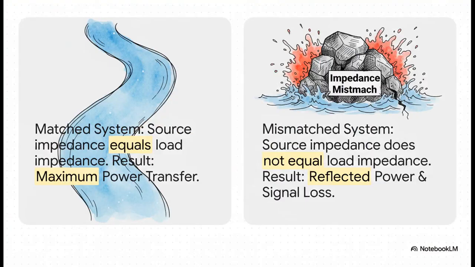And you can really see the difference here. Look at the left, a perfectly matched system. Think of it like a perfectly smooth highway. All the power, all the energy just flows right from the source to the load, no problem. But on the right, that mismatch, it's like a traffic jam, or maybe a better analogy is a dam in a river. The energy hits it, and a huge chunk of it gets bounced right back, leading to serious signal loss.